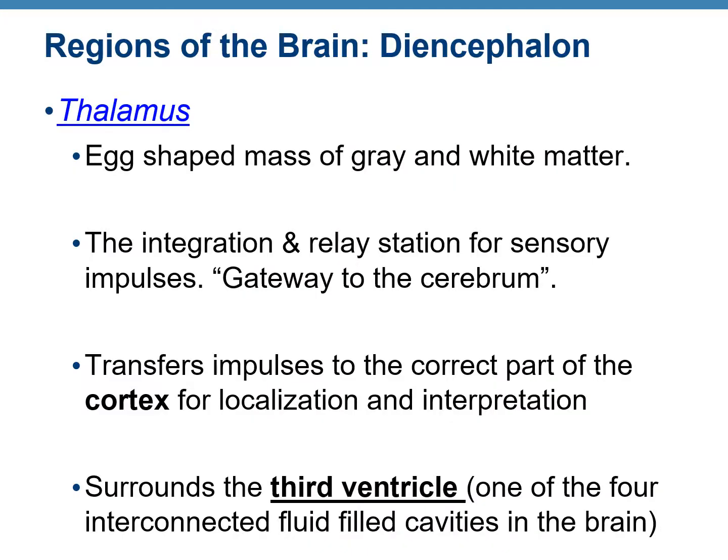The thalamus is the large central egg-shaped mass of gray and white matter that makes up 80% of the diencephalon. It is a major integration and relay center that edits and sorts information going into the cerebrum. So it essentially functions as the gateway into the cerebrum. It surrounds the third ventricle, which is one of the fluid-filled cavities in the brain.